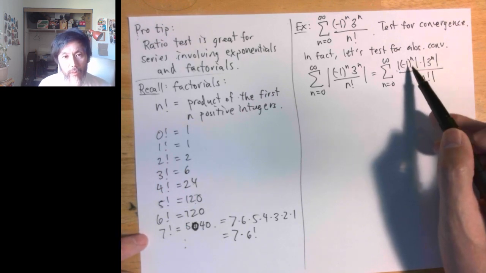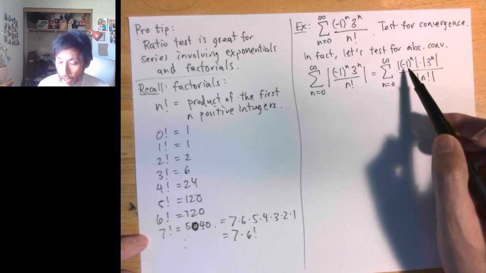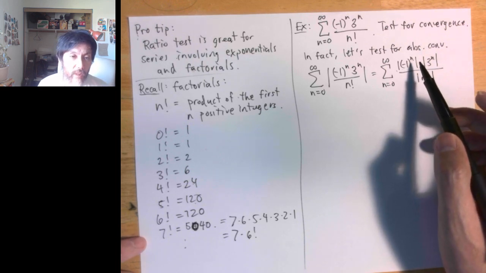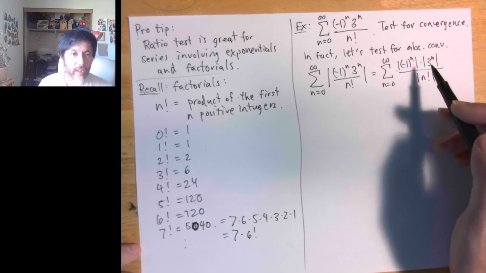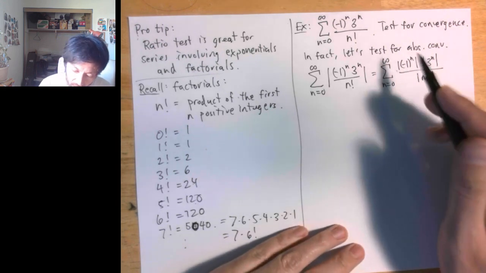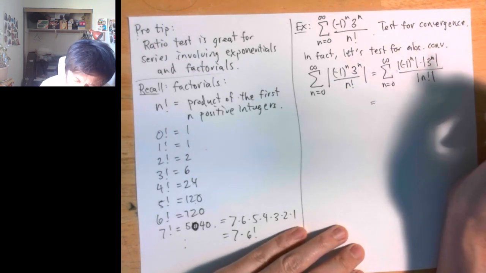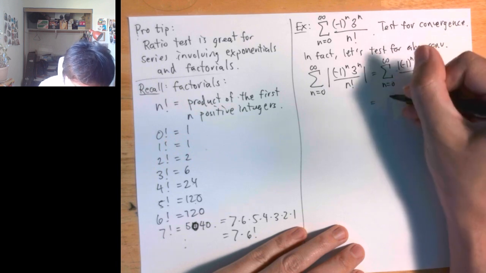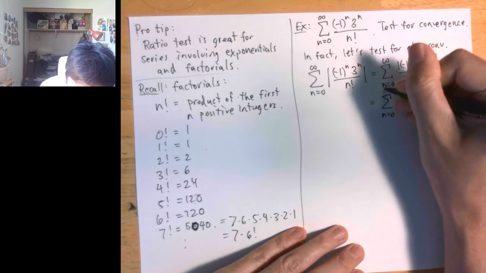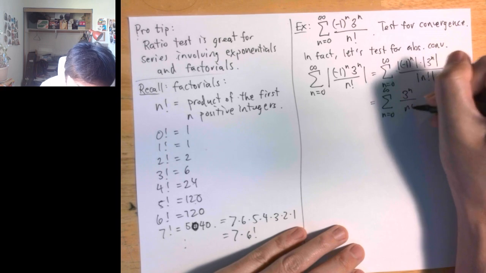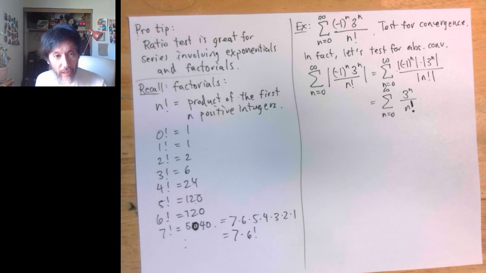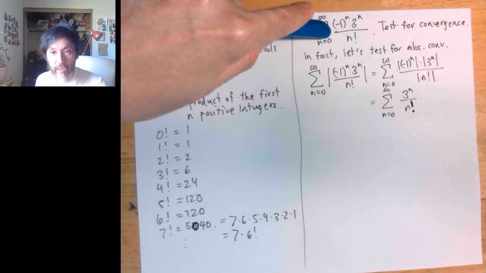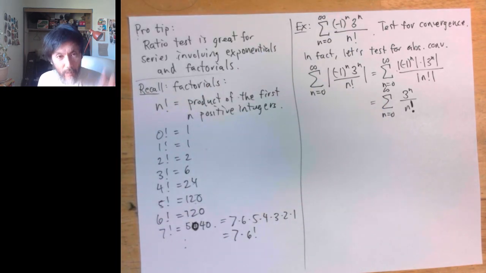What is the absolute value of (-1) to the n, though? Well, (-1) to the n is always either -1 or 1, and the absolute value of either of those quantities is 1. Agreed? So we can rewrite this whole thing as the sum from n equals 0 to infinity of 3 to the n over n factorial. So, in fact, testing this series for absolute convergence is the same as testing this series for convergence.